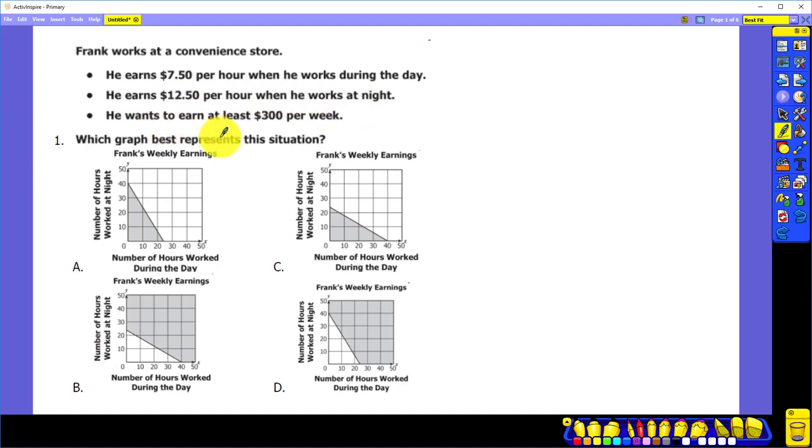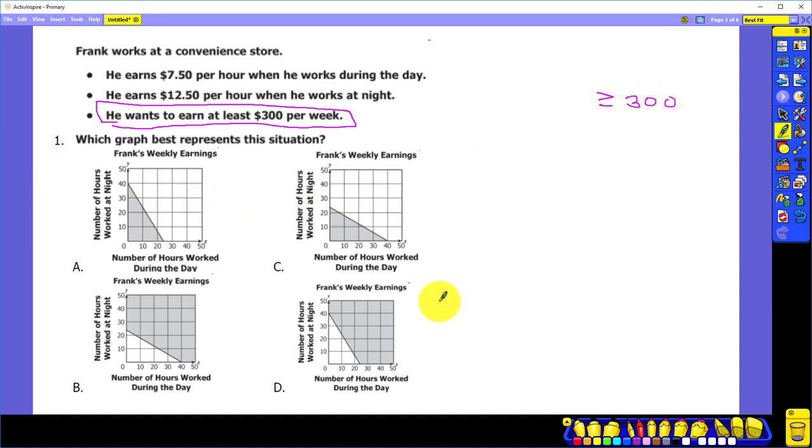He wants to earn at least $300 per week, so we need to find the best graph to represent this situation. Let us start by writing this as an inequality. It says here that he wants to earn at least $300 per week. So at least means greater than or equal to 300.